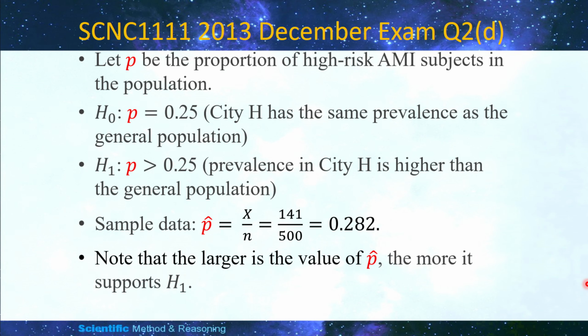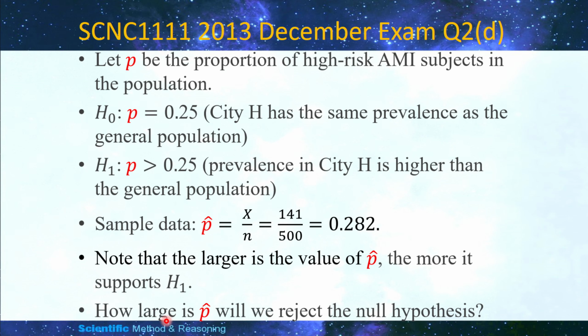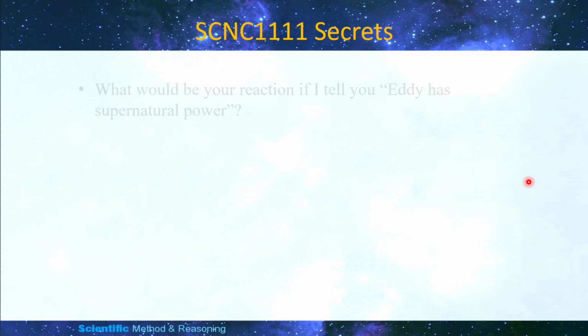Note that the larger the value of p hat, the more it supports the alternative. For example, if p hat equals 0.6, then we can almost reject the null hypothesis immediately, because 0.6 is much greater than 0.25. But how large must p hat be for us to reject the null hypothesis based on a random sample of size 500? That is our main focus.